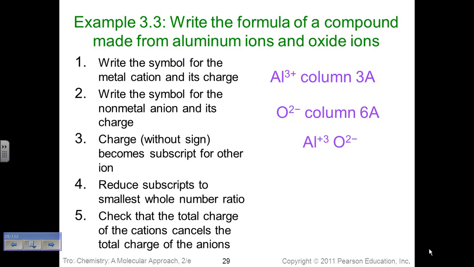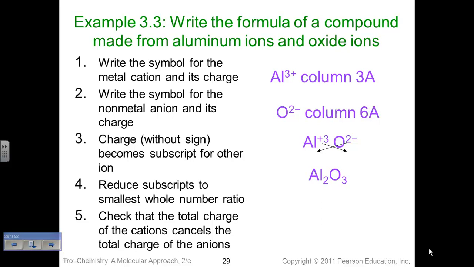If a +3 and a -2 combine, the 1-to-1 subscript ratio does not work. But let's bring those charges around and down to make the subscript on the other element. The +3 on aluminum tells me the subscript on oxygen will be a 3. The -2 on the oxygen tells me the aluminum subscript will be a 2. Bring the charges around and down, crisscross, bring them down, not the sign, positive or negative, because subscripts are simply telling me quantities, not a charge, but a quantity.